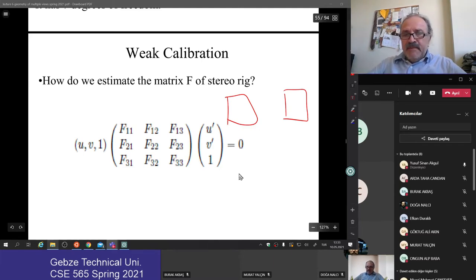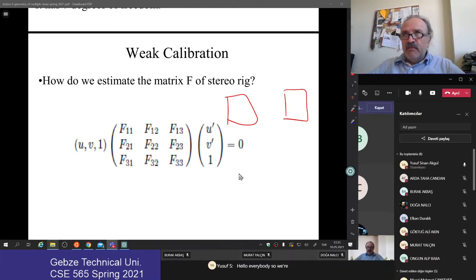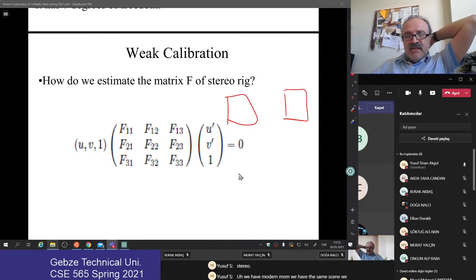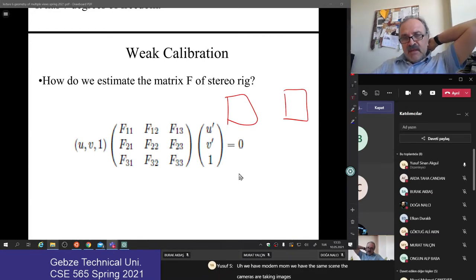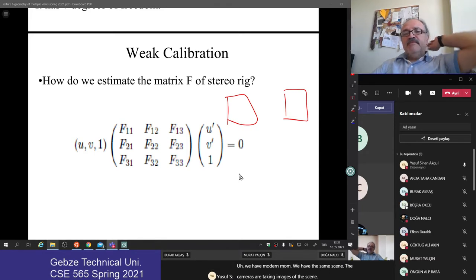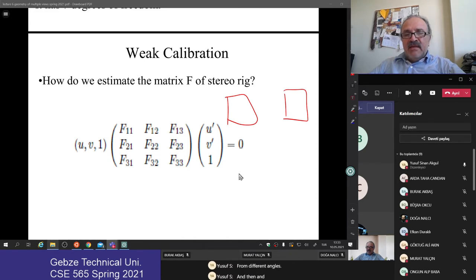Hello, everybody. So we are talking about stereo, multi-view stereo. We have more than one view of the same scene. Cameras are taking images of the scene from different angles, and the resulting images are analyzed to get the depth information from video.